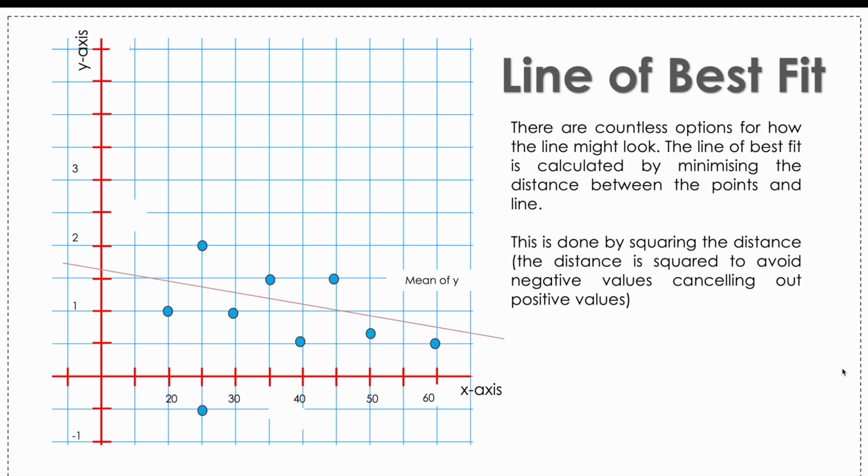So we'd try and fit a new line, and again we do the same. We measure the distance between each value and the line. Again, this is something the computer does for you, and it'll try and fit the absolute best line by working out the distance between your data points and that line.